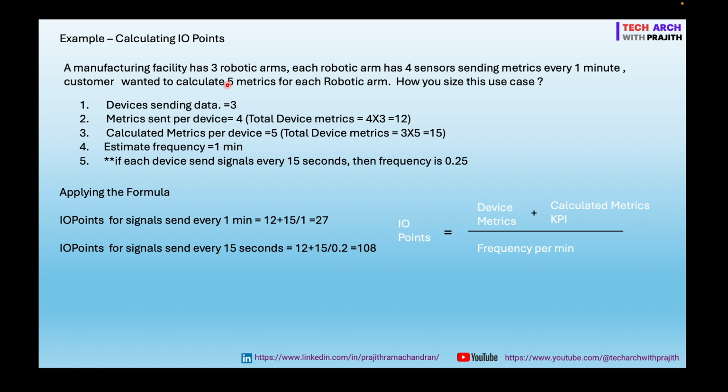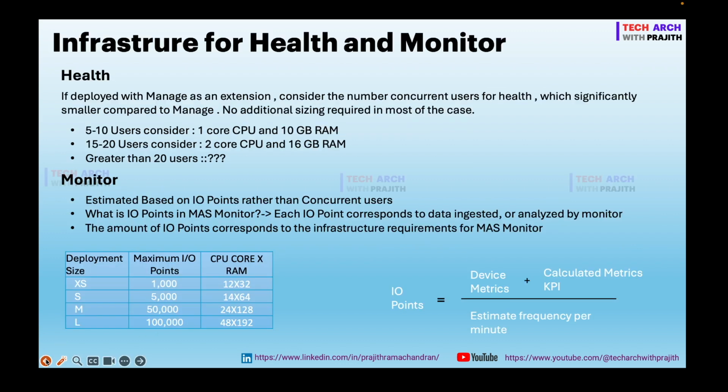Same if the customer's calculated metrics are also added, which is 15 metrics, right? This is the calculated metrics. So 27 is the IO points. That means it's an extra small deployment. You don't need a larger deployment here, based on the table in the previous slide. If you remember, the previous slide has that extra small, so the IO points are falling below 1000 and that is extra small. Above 5000 is the small deployment that we need.